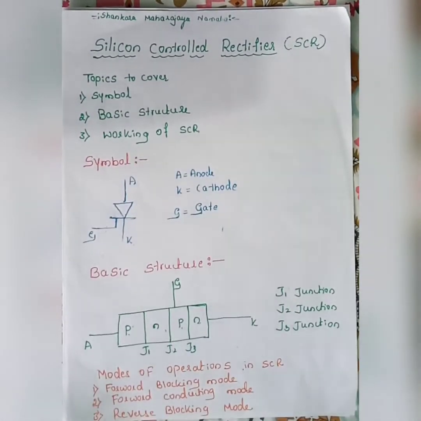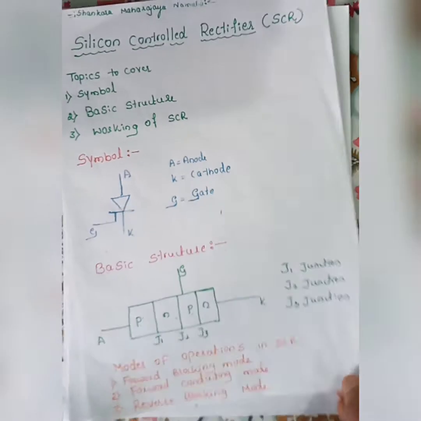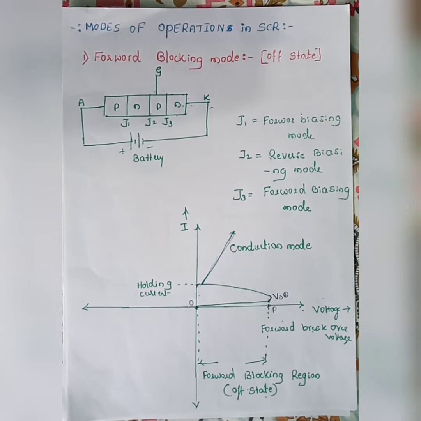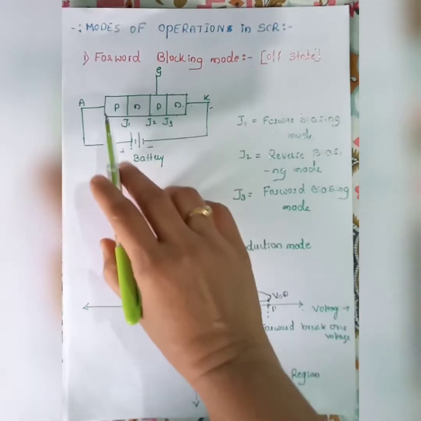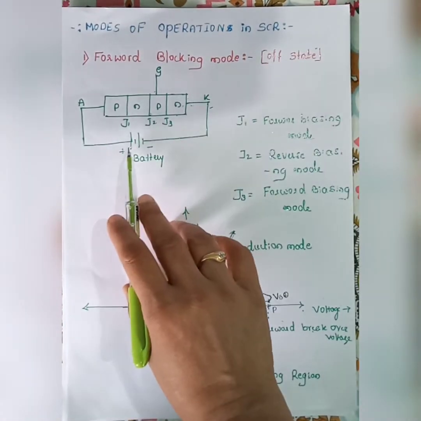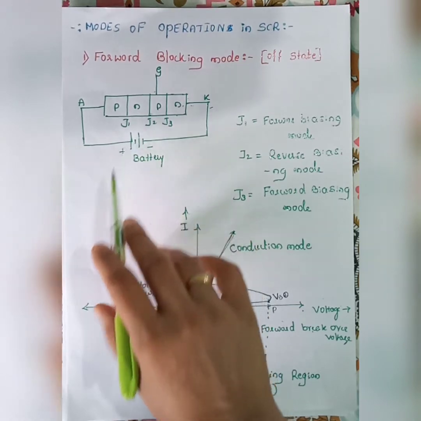Let us study the modes of operation in SCR. First one is forward blocking mode, second one is forward conduction mode, third one is reverse blocking mode. We will study the first one, that is forward blocking mode, which may also be called the off state of the SCR.